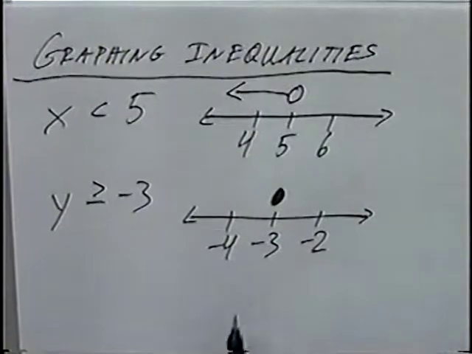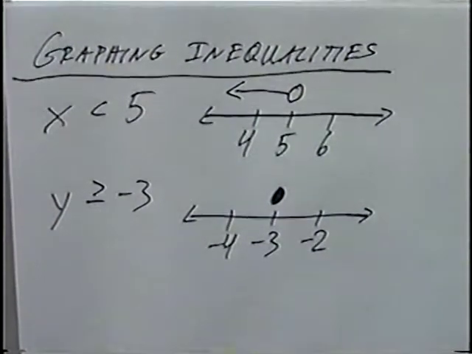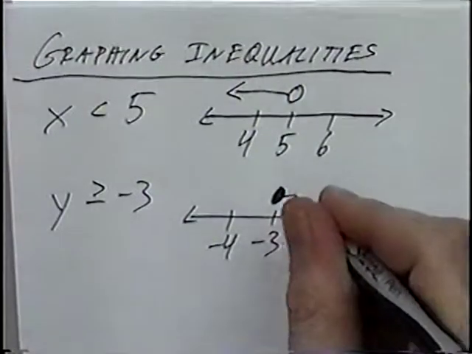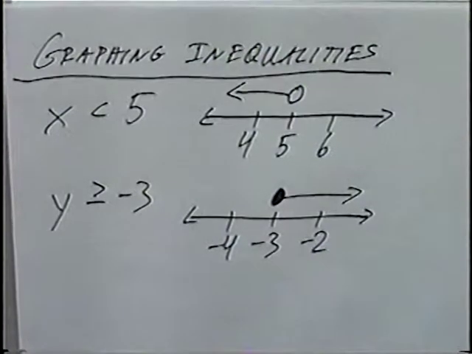And the last part to the graph, the line either goes to the left or to the right. In this case, greater than or equal to, the line will go to the right. And that's the graph for y is greater than or equal to -3.